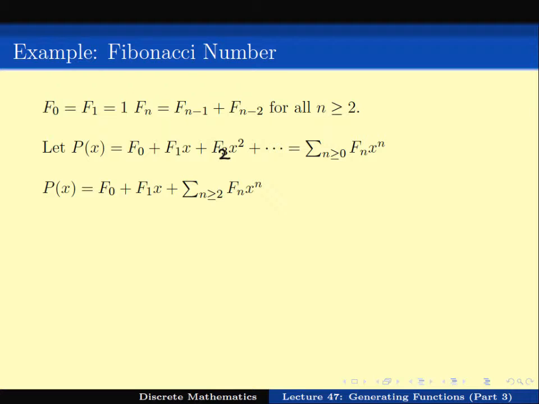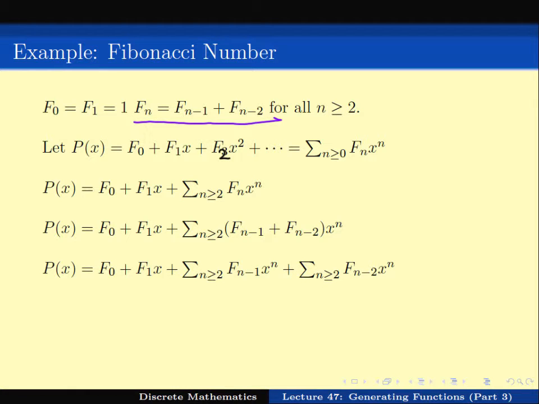But the fact is that for n greater than or equal to 2, I already have something like this. So I can write P(x) equals F0 plus F1x plus, for n greater than or equal to 2, Fn written as Fn minus 1 plus Fn minus 2. Good. So let me expand it. So this is, of course, the sum for n greater than or equal to 2 of Fn minus 1 times x power n plus Fn minus 2 times x power n.